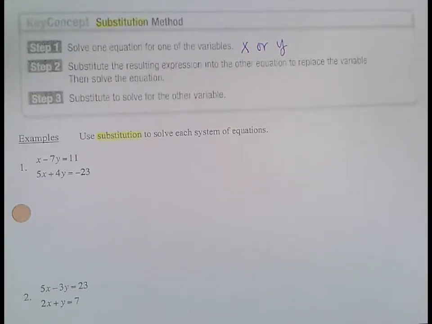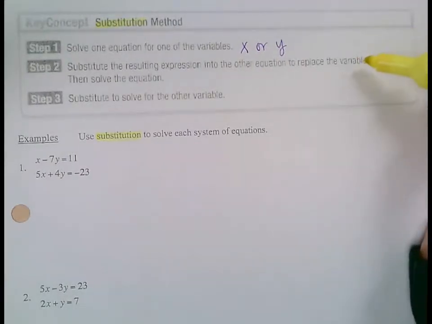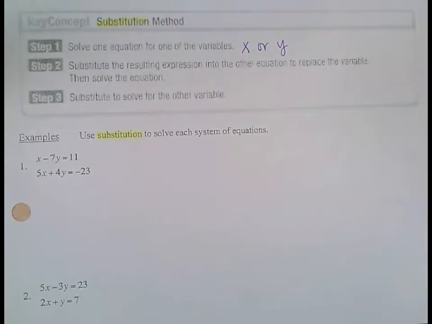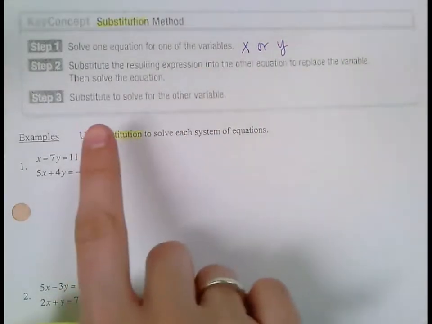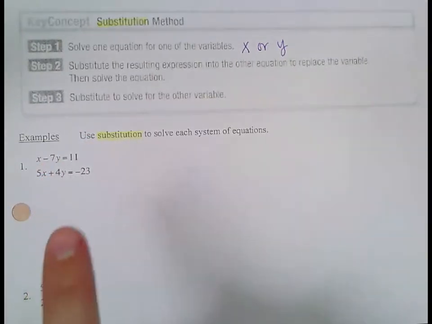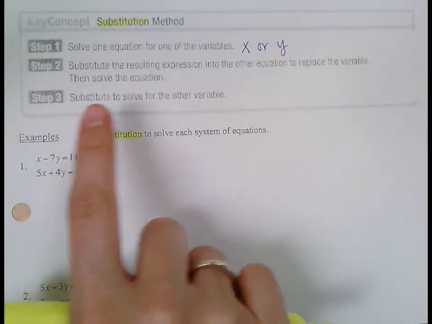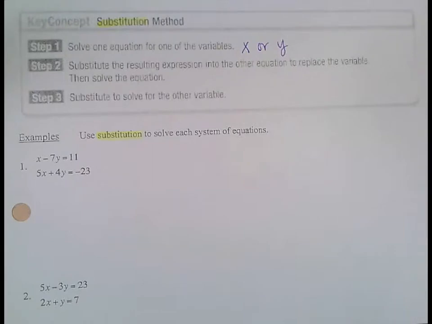So you just have to solve for one of the variables and then substitute that resulting expression into the other equation to replace the variable and solve for that variable. Once you have that value, x equals or y equals whichever number, substitute it back in to one of your equations to solve for the other variable. And remember, too, to write your answer as an ordered pair. So you are finding both variables, writing your answer as an ordered pair. Even though we're not graphing, the answer is still where the lines would intersect.